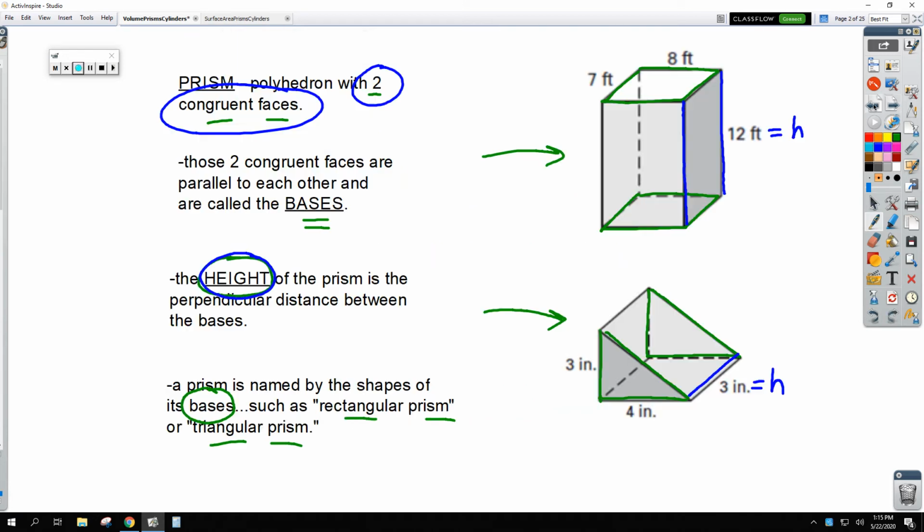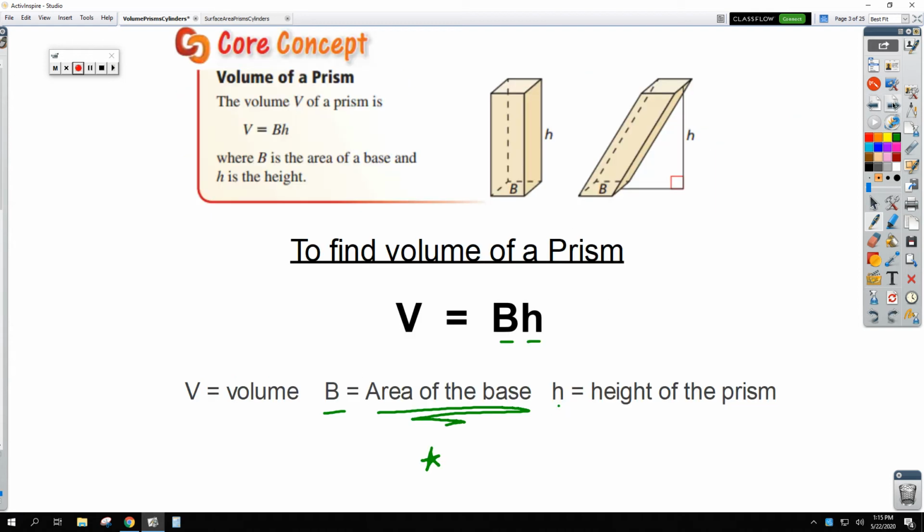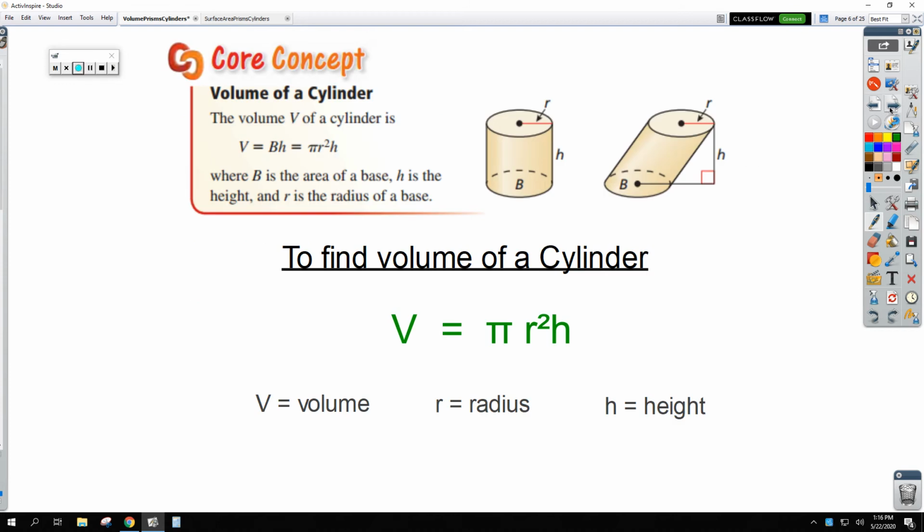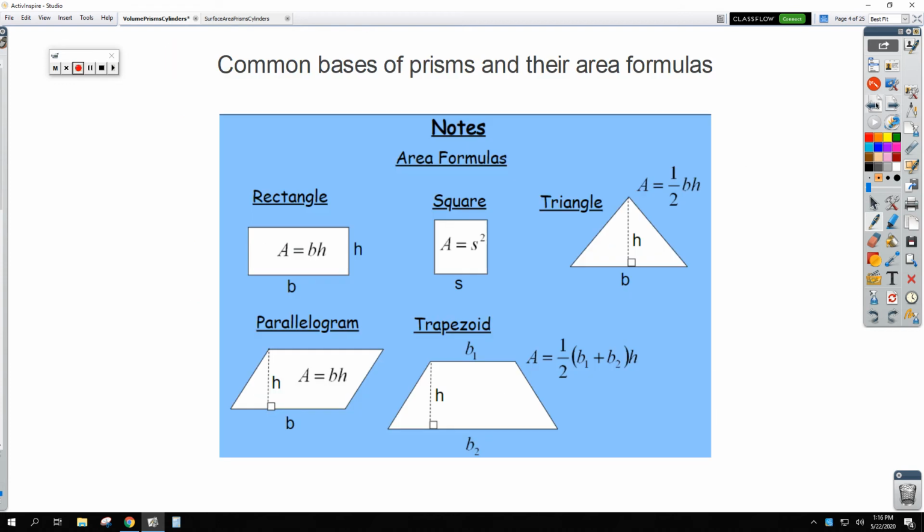Now going back to our two examples here, we already labeled our height in both of these. But now the base in each of these is going to be different. So depending on what kind of base you have, this part of the formula might change. Here I've given you some common bases that might come up in prisms and their area formulas. If you notice, here we have the rectangular base that we're going to end up using for one, and here we have the triangular base. So you're going to replace the capital B in the volume formula with whatever kind of base formula you happen to have. Okay? More on that later.